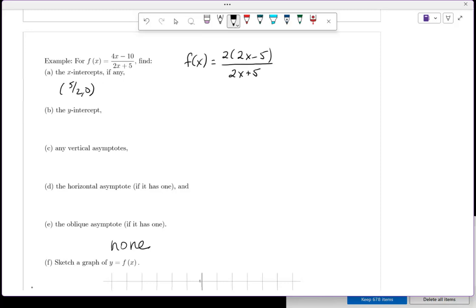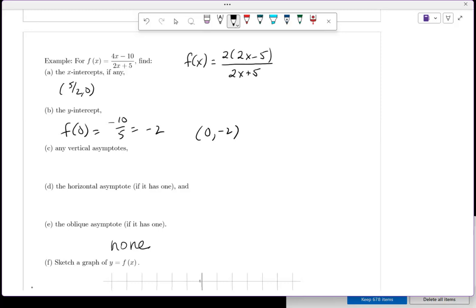0, negative 2? Yep. So again, we put in our 0 for x, and we get a negative 2. So we get 0, negative 2. Exactly. Are we okay with those two? No, maybe.